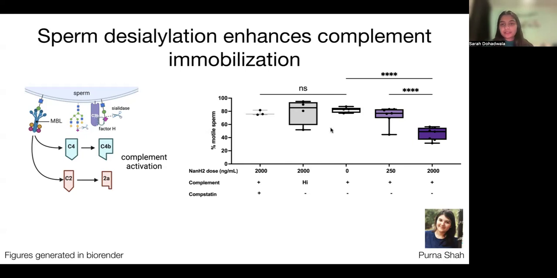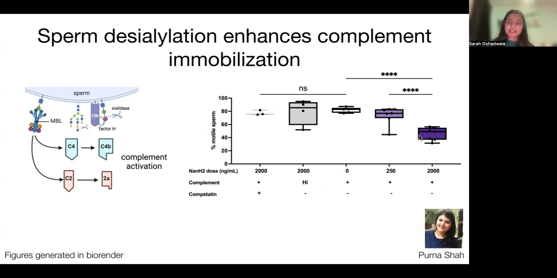And so the first three bars here in gray and white are our controls. The first is a control where we included the highest dose of enzyme and complement, but we included a human complement inhibitor called compstatin. The second is where we included the highest dose of enzyme and heat inactivated complement. And the third is where we included no enzyme. And we saw that the average motility is around 80% for all three of these.